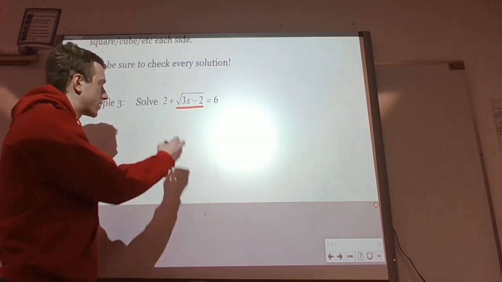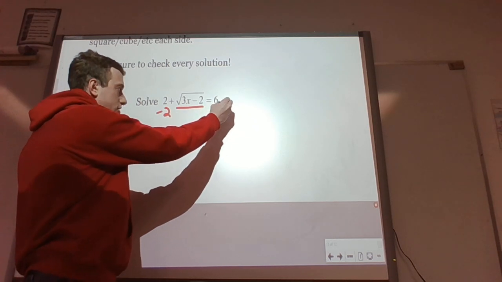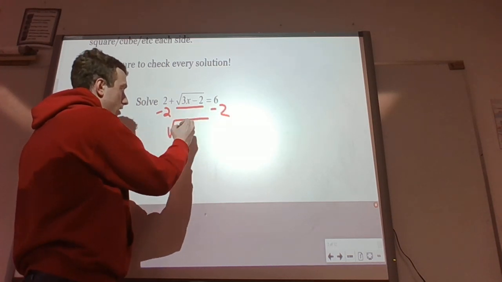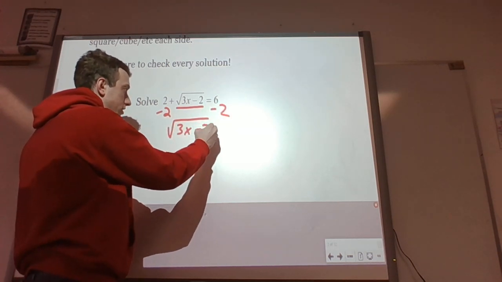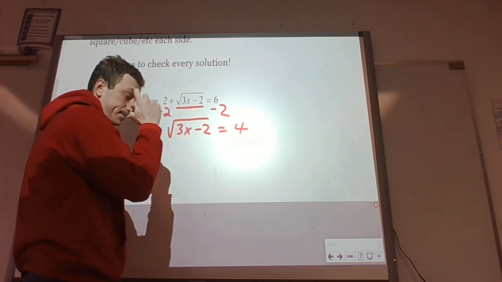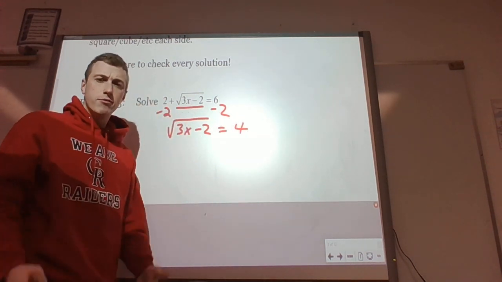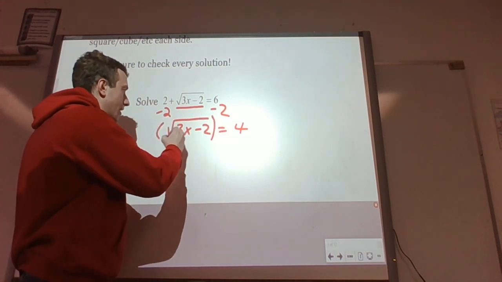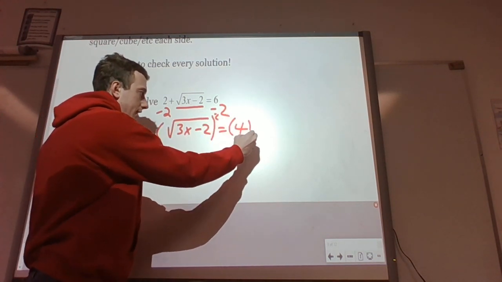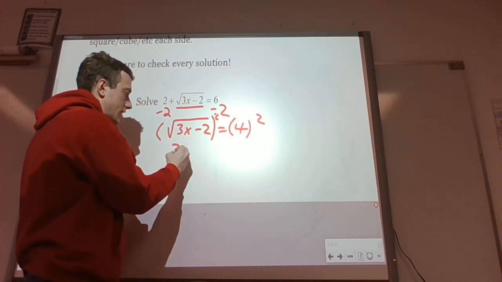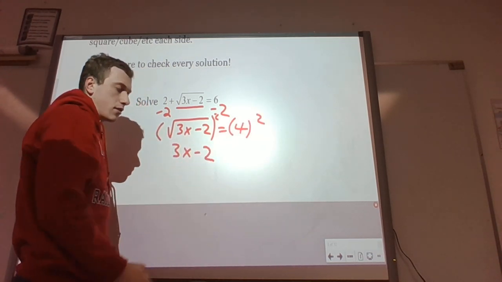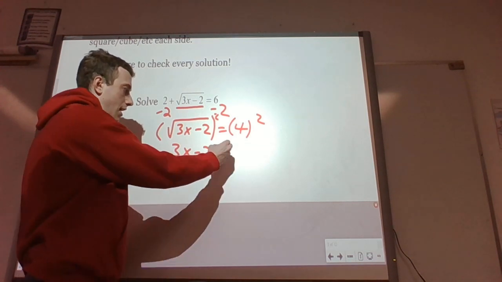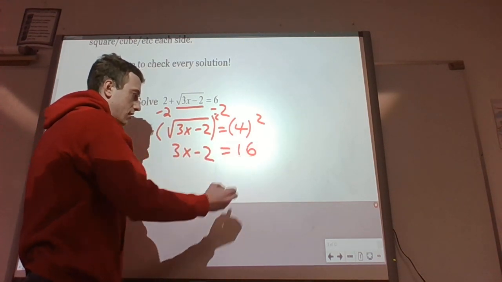So we're all pretty good at algebra, so we know that we need to subtract 2 from both sides. That'll give us the square root of 3x minus 2 equals 4. And so you can probably see why that's a good idea, because then we can eliminate this radical by squaring both sides. If we square both sides, over here we'll just get 3x minus 2, and then 4 squared is 16.